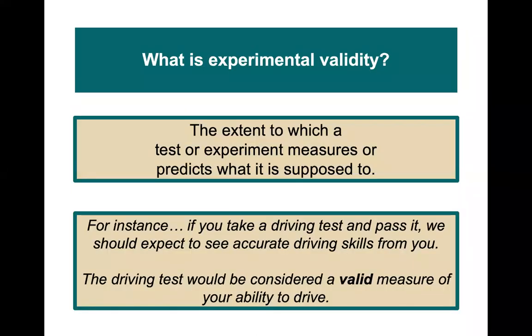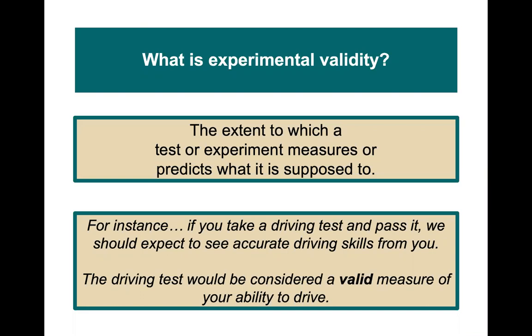What is experimental validity? It is the extent to which a test or experiment measures or predicts what it's supposed to. For example, if you're taking a driving test and pass it, we should expect to see accurate driving skills from you. Is that test actually measuring what it purports to measure, that you're going to be a good driver? The driving test would be considered a valid measure of your ability to drive.